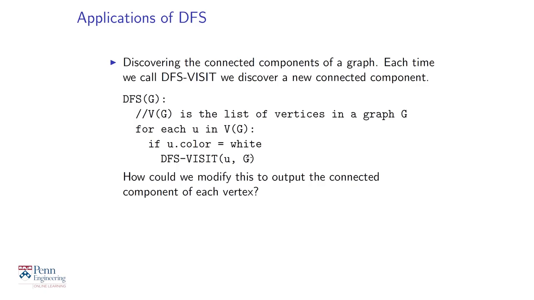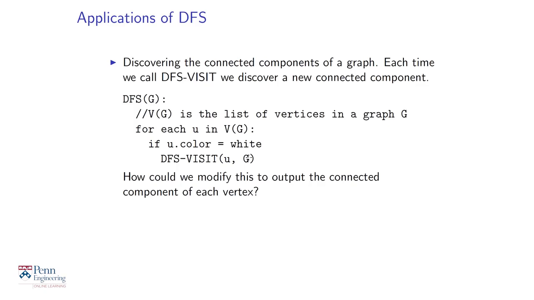So when DFS visit returns from the call at U, it would have marked as black all the vertices that are in the same connected component of U. So that's one connected component we've found. Now in the outer DFS, we are looking for any vertex remaining that's still colored white. If there is such a vertex, then we know there's a second component, because when we did the DFS visit at U, we did not reach this vertex.